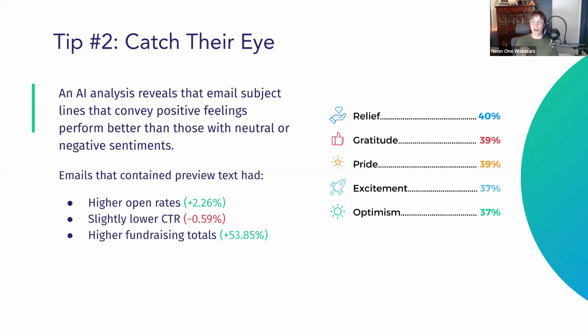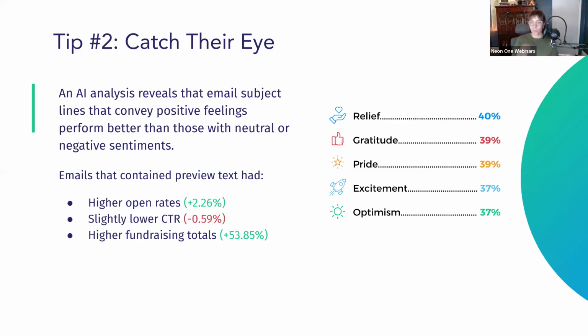So try helping them understand what they're going to find when they open your appeal by using preview text. In our evaluation, those had higher open rates. They also had higher fundraising totals. I suspect some of that is because organizations were using preview text more for appeals than they were for other kinds of emails, but it's something to experiment with. See if that gets you more engagement there.